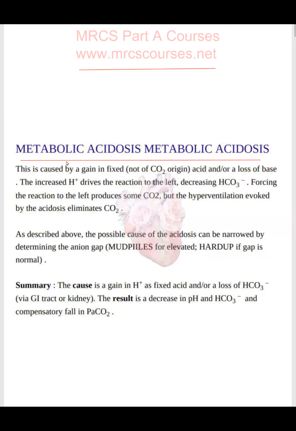So, what are the causes of metabolic acidosis? The most common cause of acid-base imbalance. This is due to gain in acids or loss of base. So, it is gain of acid or loss of the base. Okay, so the H will increase and HCO3 will decrease. This is called metabolic acidosis.